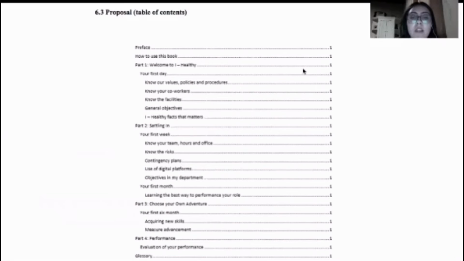In the proposal, well, this is like a guideline for the new ones, and before they start their working life in the company, they will have a preview of what they will develop with the company.